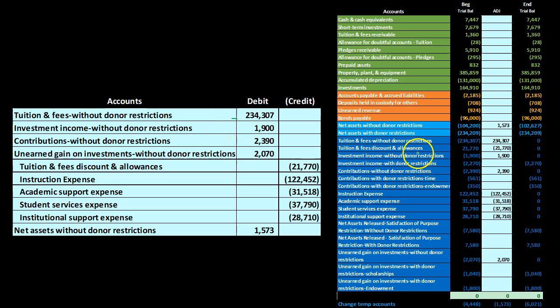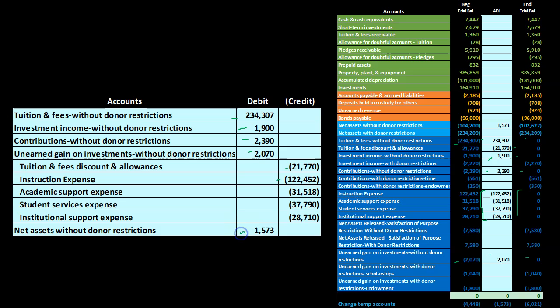We have the tuition and fees, bringing the balance down to zero. We've got the investment income, bringing the balance down to zero. We've got the contributions without restrictions, bringing the balance down to zero. Unrealized gain on investment, bringing the balance down to zero. Then we have the tuition and fees discount, bringing the balance down to zero. We have the instruction expense, the academic support expense, the student services expense, and the institutional support expense, all four bringing the balance down to zero for each.